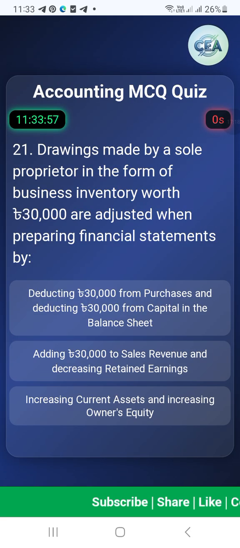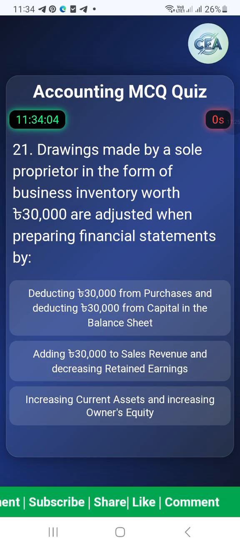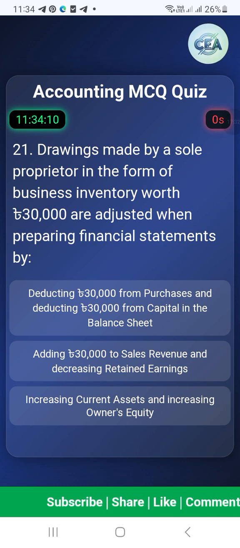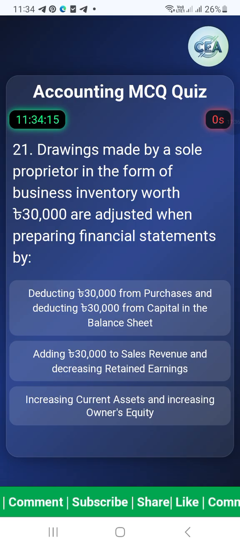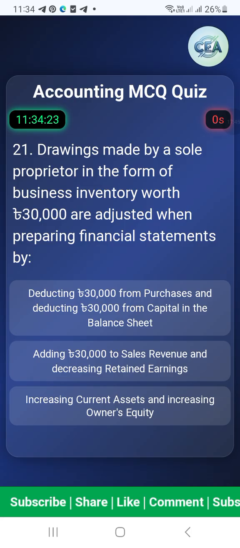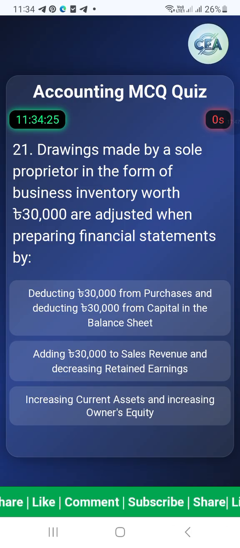21. Drawings made by a sole proprietor in the form of business inventory worth 30,000 takas are adjusted when preparing financial statements by: Option 1. Deducting 30,000 takas from purchases and deducting 30,000 takas from capital in the balance sheet. Option 2. Adding 30,000 takas to sales revenue and decreasing retained earnings. Option 3. Increasing current assets and increasing owner's equity.